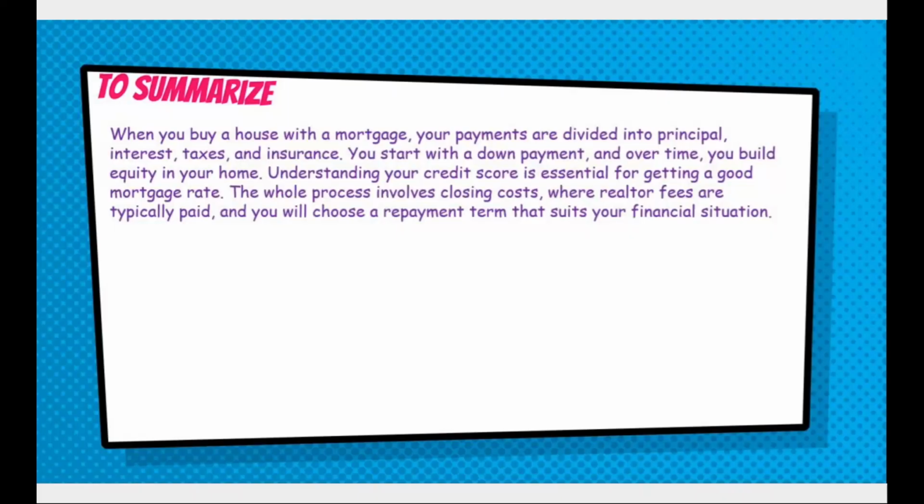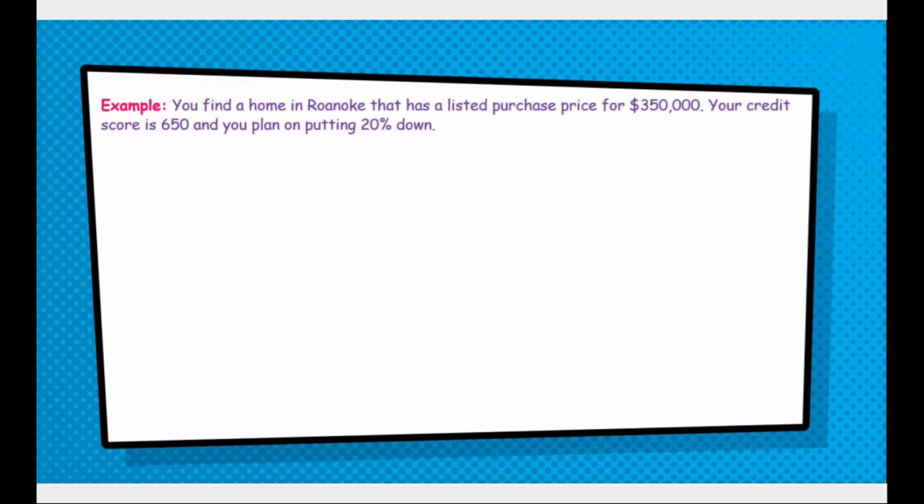So when you buy a house with a mortgage, your payments are divided into principal, interest, taxes, and insurance. So you start with a down payment, and over time, you build equity in your home. Understand your credit score is essential for getting a good mortgage rate, and the whole process involves closing costs, where realtor fees are typically paid, and you will choose a repayment term that suits your financial situation.